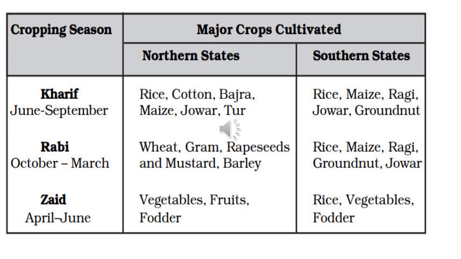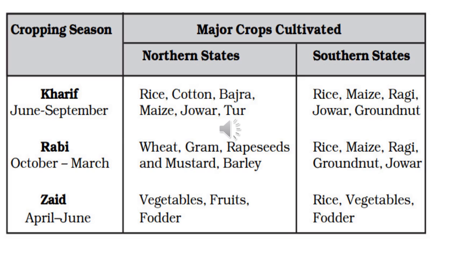So in Kharif season, the crops cultivated in northern states were rice, cotton, bajra, maize, jowar and tur. And in the southern states, they cultivated rice, ragi, maize, jowar and groundnut. Then Rabi season, October to March. Here, in this season, the northern states cultivate wheat, gram, rapeseeds, mustard, barley. And in South India, they cultivate rice, maize, ragi, groundnut and jowar.